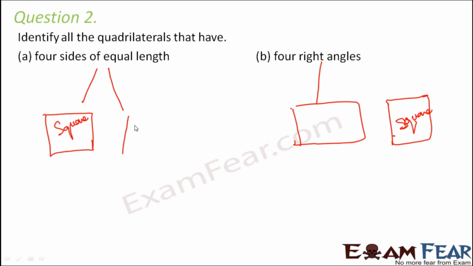4 sides equal, another example would be rhombus. In rhombus also we have 4 sides equal. But in this case, the angles are not equal. Now, when you talk about 4 right angles, one could be square, the other could be rectangle, where all the angles are right angles, but their sides are not equal.